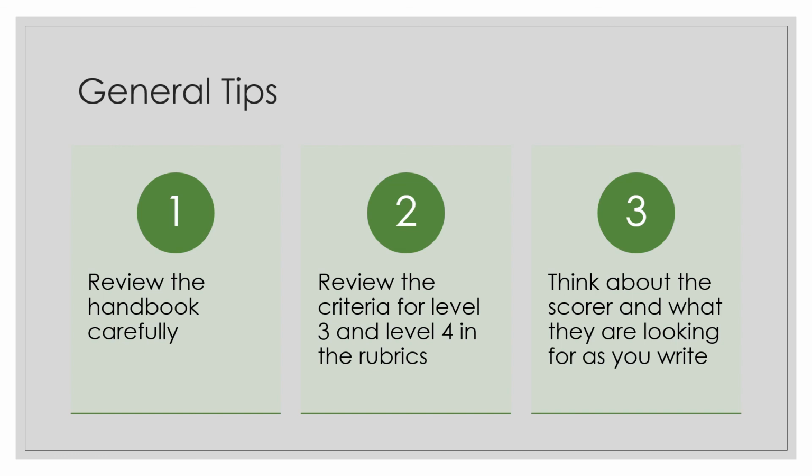So review the criteria for level 3 and level 4 in the rubrics. The rubrics are in your handbook. Look at that really carefully. Have I met level 3 and level 4 for each of those 5 rubrics? And while you're writing, think about what the scorer is looking for, because if you can make it easier for them to find what they're looking for, and of course that comes from the rubric, then it's easier for them to score you, and you're more likely to get a good score.